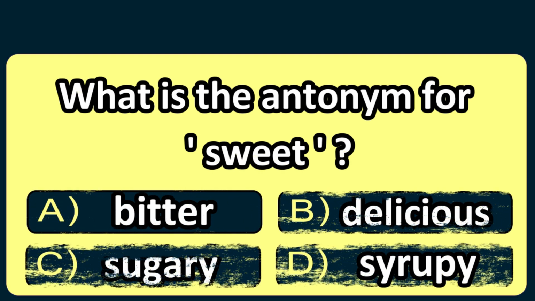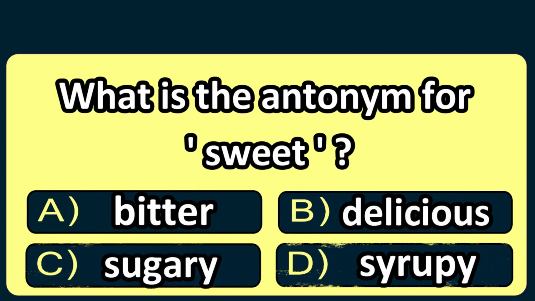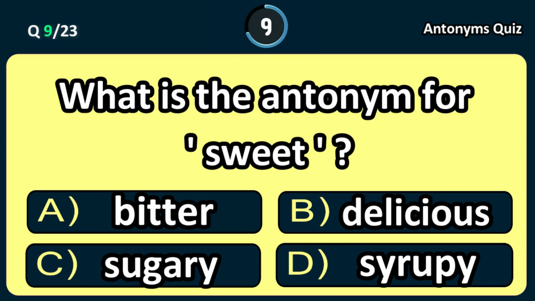Nine. What is the antonym for sweet? A. Bitter. B. Delicious. C. Sugary. D. Syrupy.